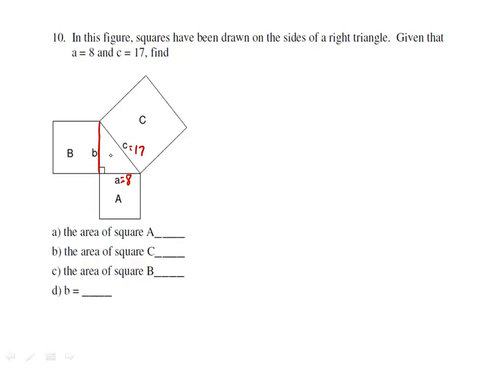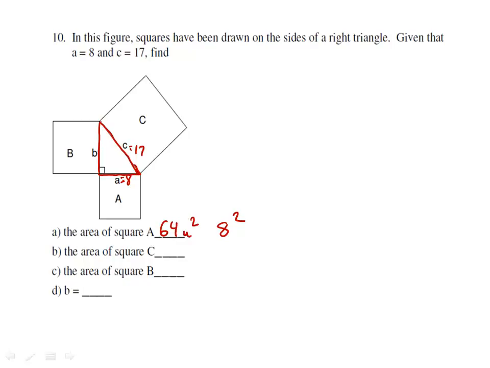All right. So this is a right triangle with squares built on each of its sides. And remember that we said that the square of the hypotenuse is equal to the sum of the squares on the other two sides. So the area of square A, well, square A has a side length of 8, so that would just be 8 squared, which is 64 units squared.